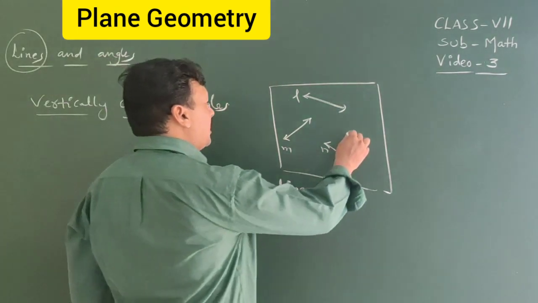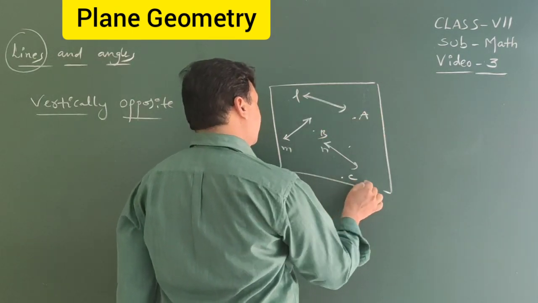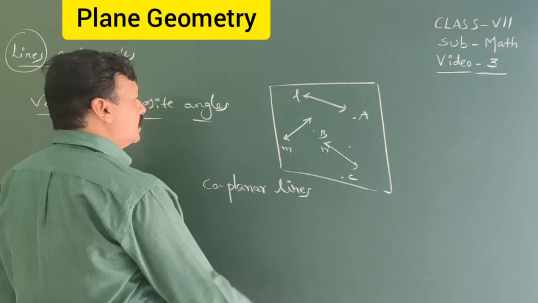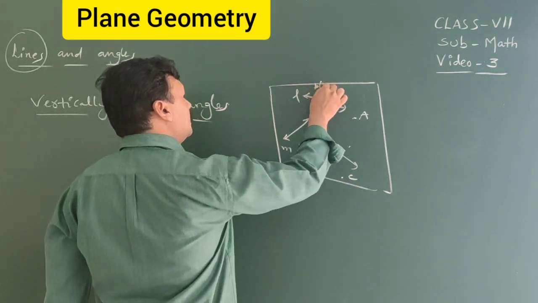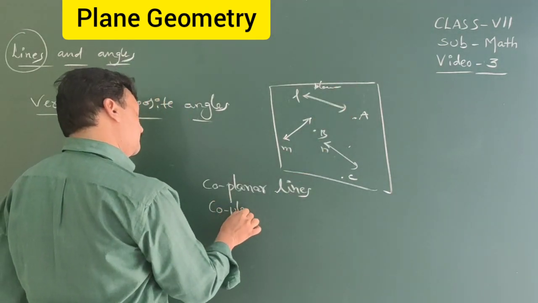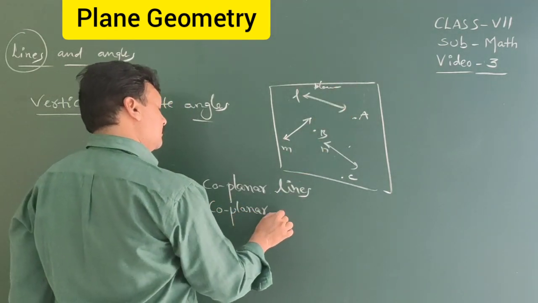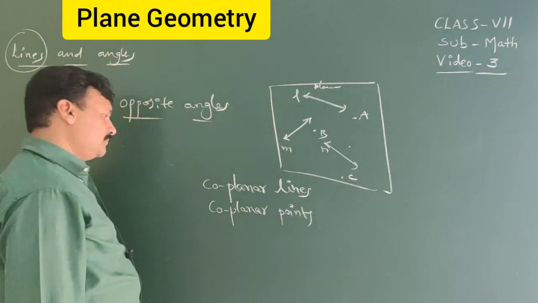For example, here points are given: point A, point B, point C. The points which are lying in the same plane are called coplanar points.